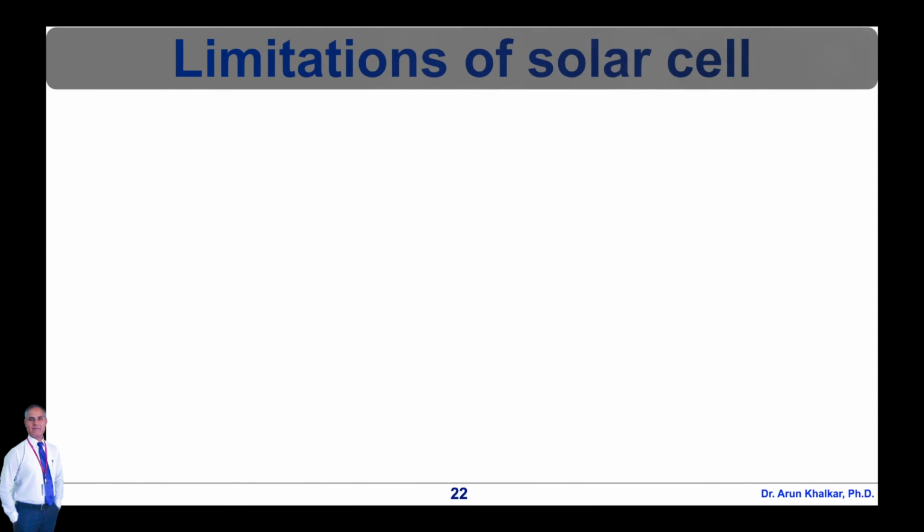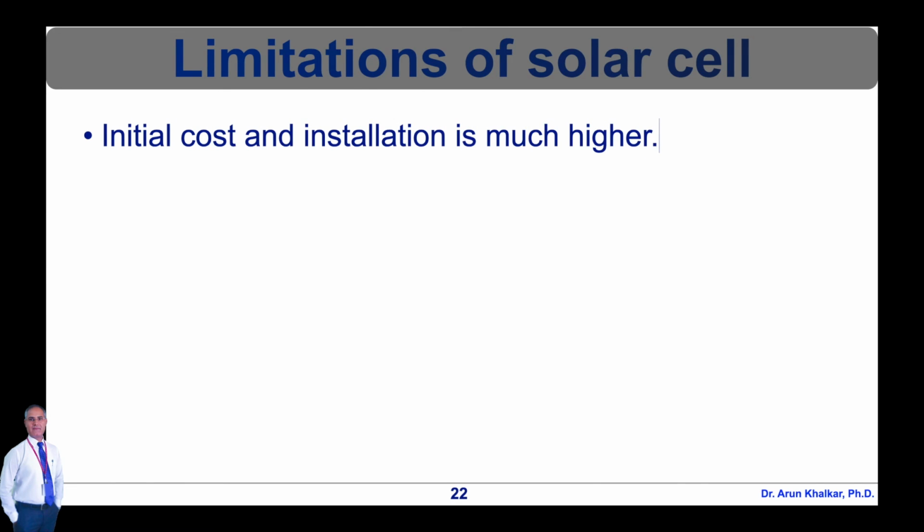Now let's see the limitations of solar cells. First is cost. The initial cost of purchasing a solar cell is fairly high. This includes paying for solar panels, inverters, batteries, wiring, and for the installation. Nevertheless, solar technologies are constantly developing, so it is safe to assume that prices will go down in the future.